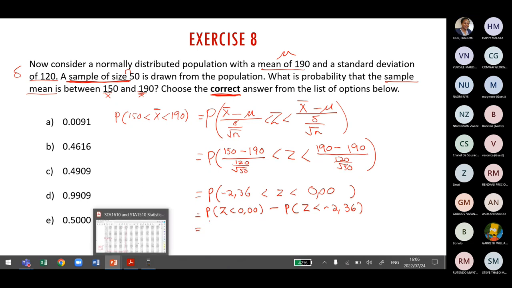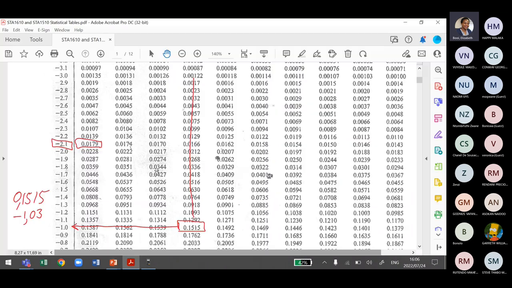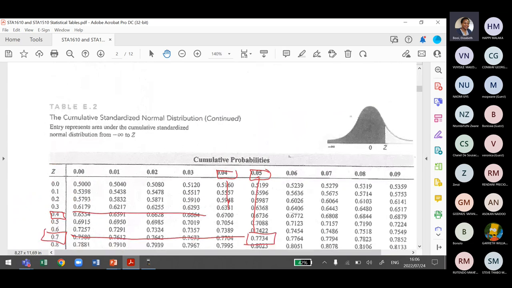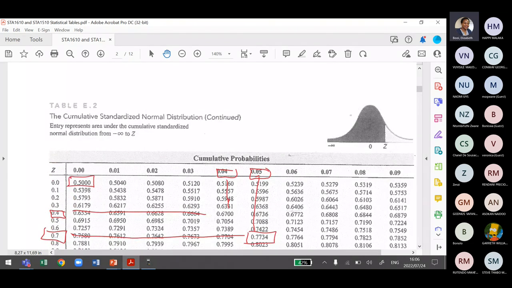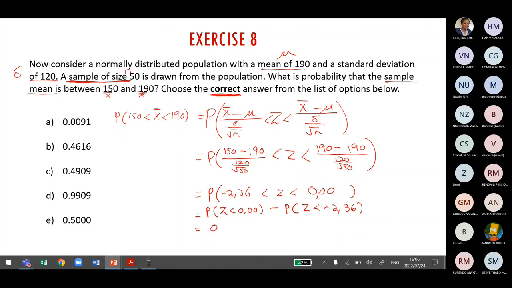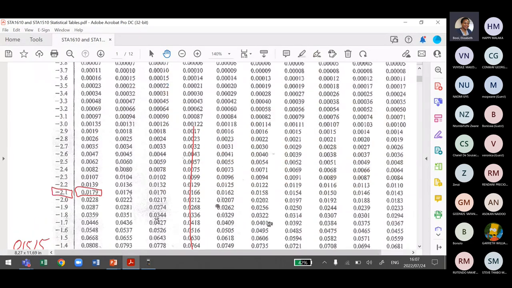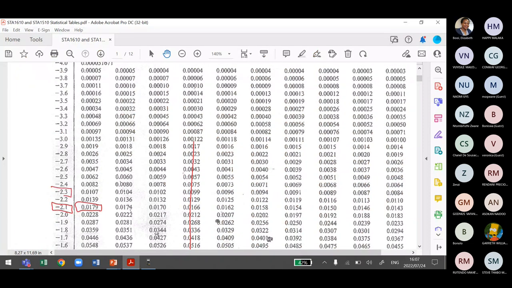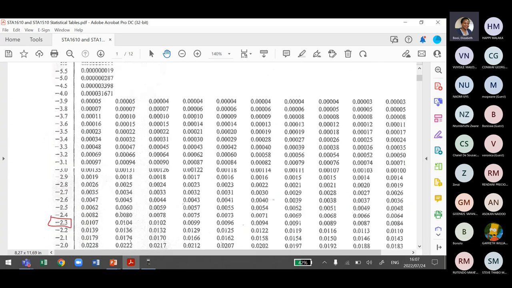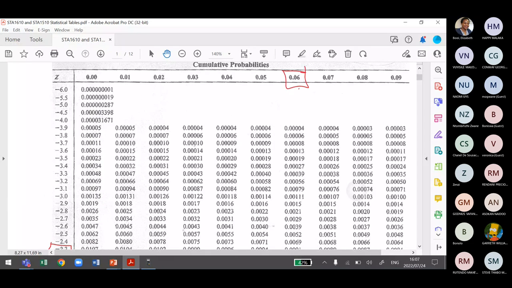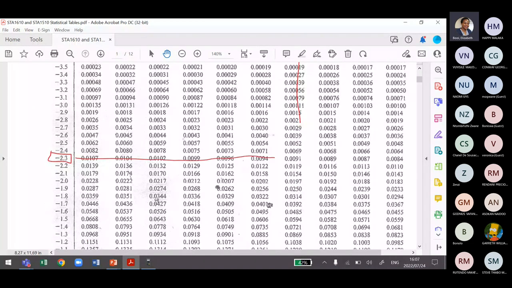Go to the table, find 0.00. We did find that in the previous sessions. It's 0.5, right? 0.5000. Minus 2.36. We go to the negative side of the table. We look for negative 2.3, and we go to the top of the table and look for 6. They both meet.